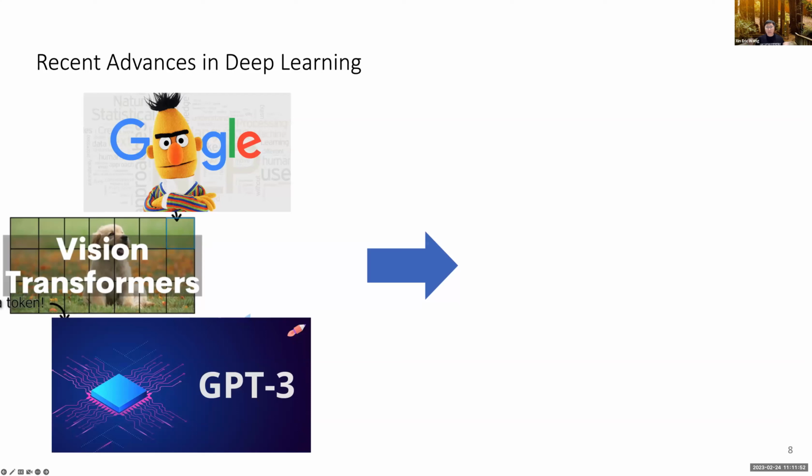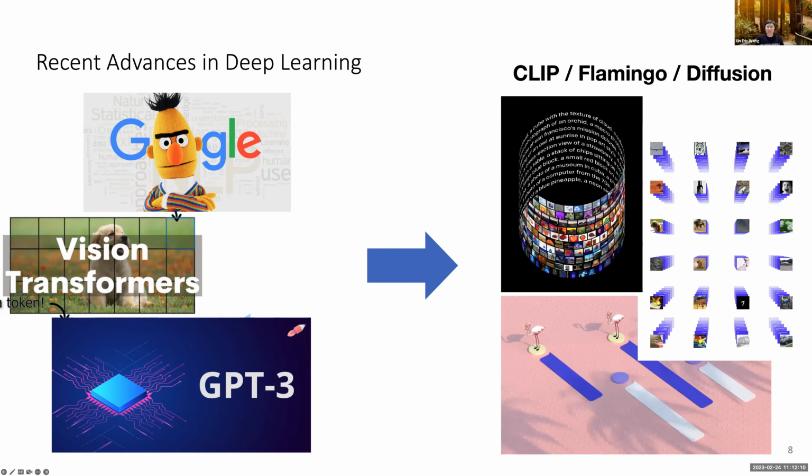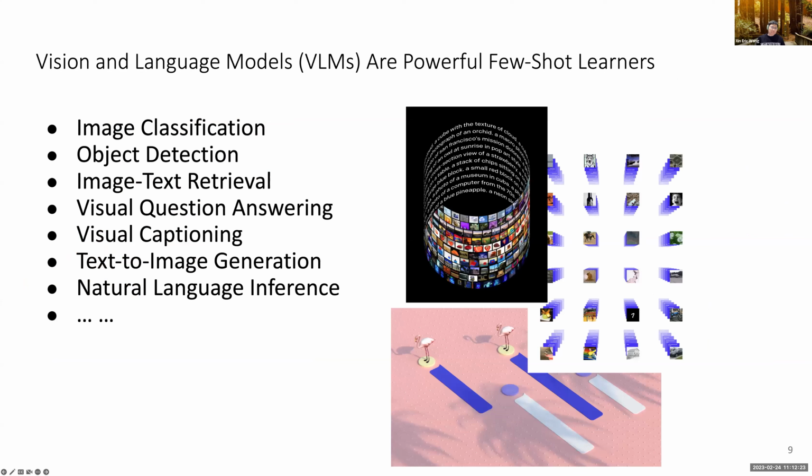As you see, most recently we have witnessed a new surge of deep learning models, right? This time it started in the NLP area, such as BERT and GPT-3, and then vision transformers in computer vision. And now it has also revolutionized vision and language. For example, OpenAI's CLIP model, DeepMind's Flamingo model, and the very popular diffusion models for text-to-image generation. And those vision and language models are actually very powerful few-shot learners.